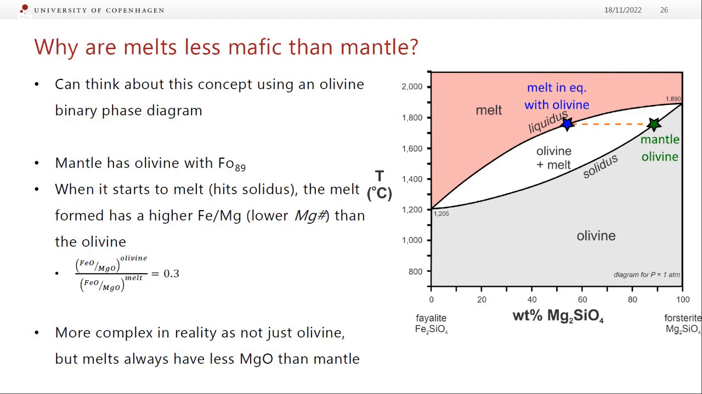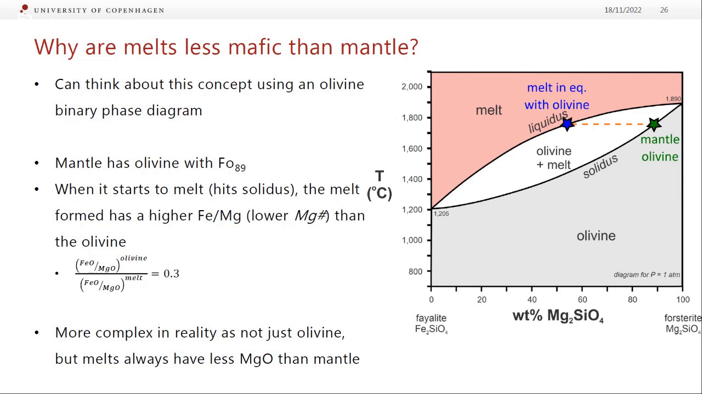Why are the melts less mafic than the mantle? We can just think about this conceptually using a different phase diagram. This is an olivine binary phase diagram. Have you seen this before? Yeah, okay. So mantle olivine is about Fo89. So if we plot this here, it's up here. When it starts to melt, it's on the solidus, and we're at a fixed temperature, so we can just draw across and we can see this is the Mg number, the forsterite content of the liquid that's formed.